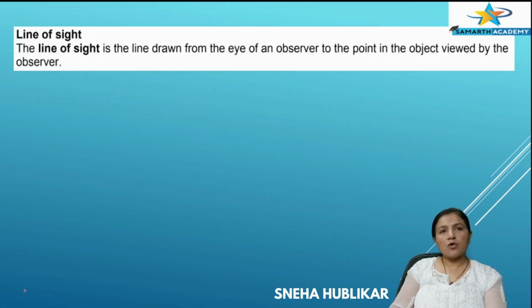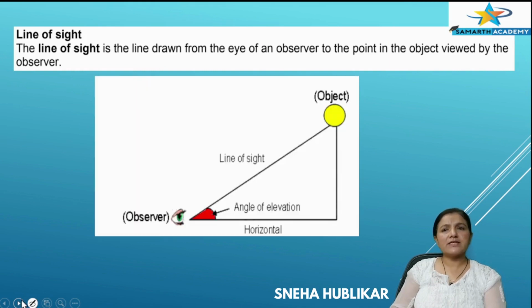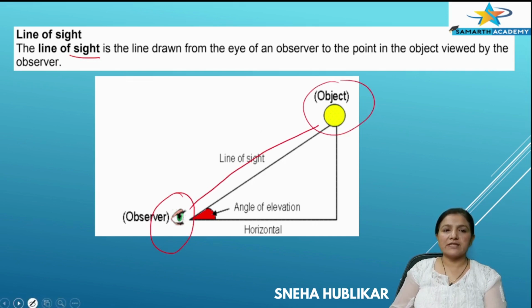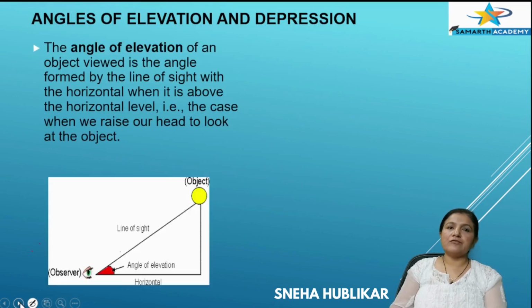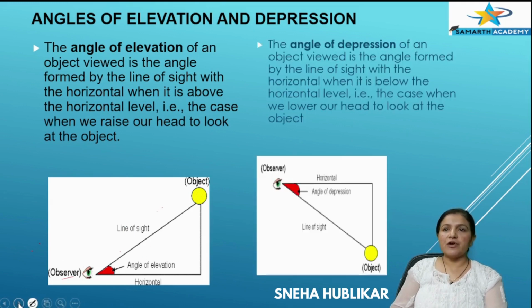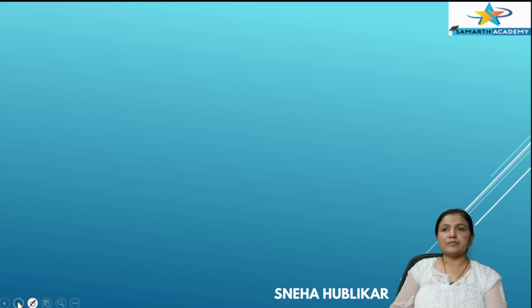Line of sight is often used in applications of trigonometry. So what is line of sight? The line of sight is the line drawn from the eye of the observer to the object. The terms often used are angle of elevation and depression. If the observer is standing at the bottom and looking at the top, then the angle made by the line of sight and the horizontal line is the angle of elevation. Whereas if the observer is at the top and the object is at the bottom, then the angle made by the horizontal line and the line of sight is the angle of depression.